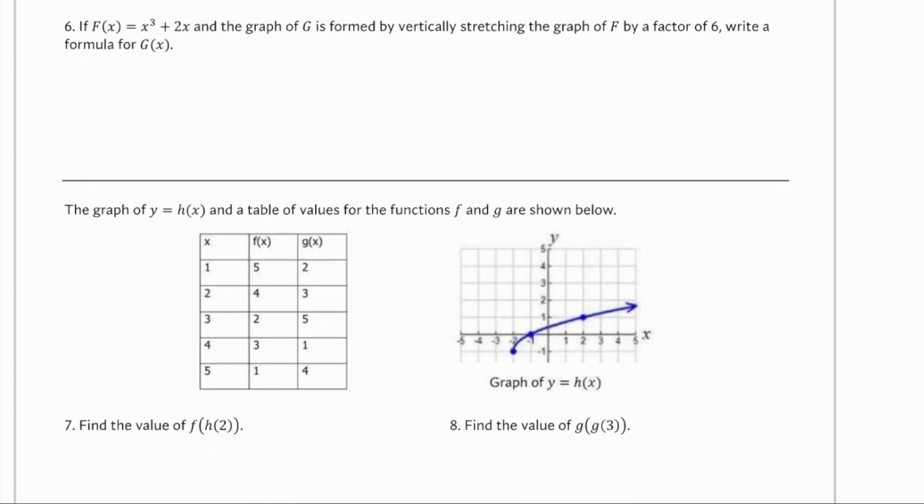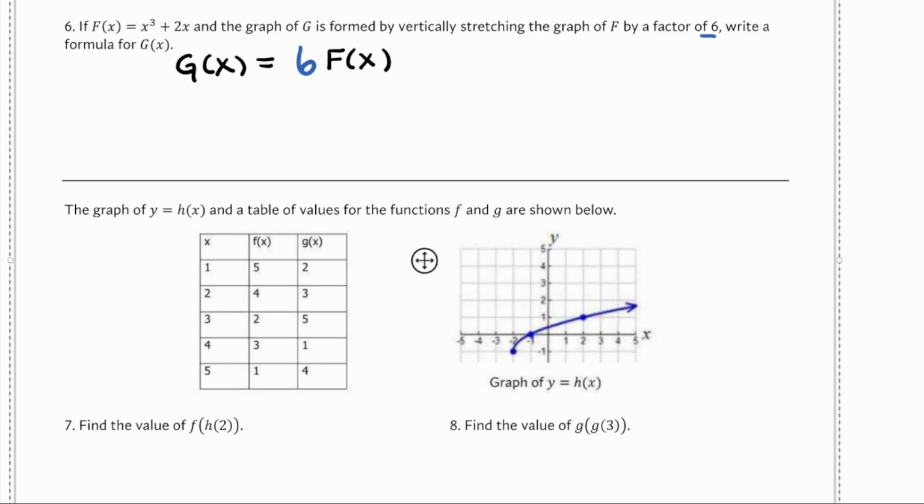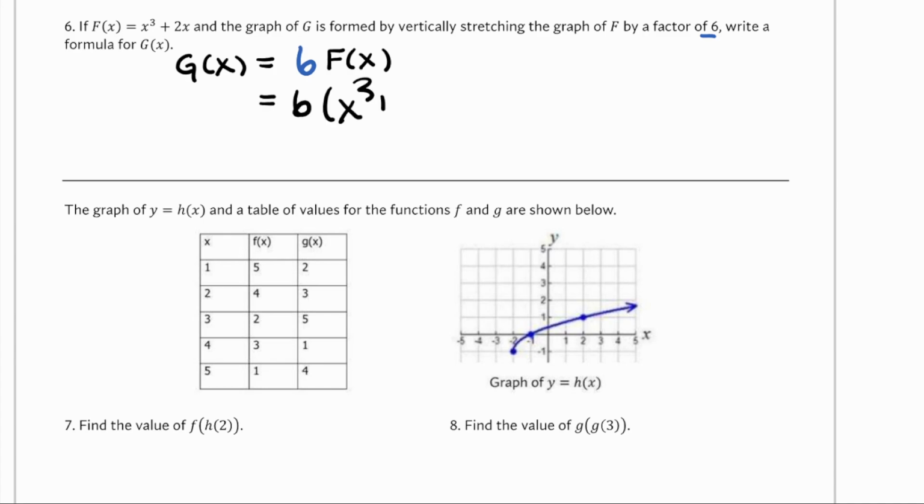Number 6 is if f of x equals x cubed plus 2x and the graph of g is formed by vertically stretching the graph of f by a factor of 6. Okay, that means g of x is we're going to take f of x, and if it's a stretch, we're going to multiply. If it's vertical, we're going to multiply on the outside by a factor of 6. So I'm going to just write 6 times f of x. And that's going to equal 6 times x cubed plus 2x. And if you left it there on the quiz, we gave you full credit. But if you wanted to simplify this, you needed to be simplifying it properly. So we would need to be distributing the 6 over the x cubed and the 2x. So we'd have 6x cubed plus 12x.